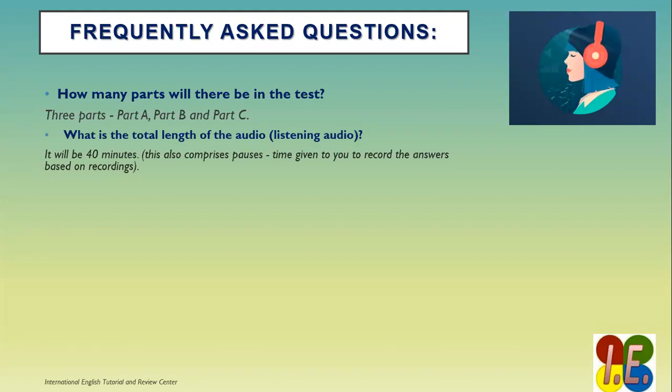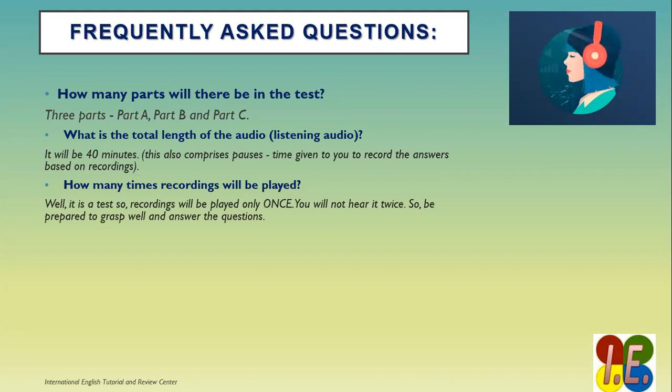The total length of the audio will last for 40 minutes. That includes the pauses, which is the time given to you to record the answers based on the recordings. And the next question is, how many times will the recording be played? Remember, the OET listening will be played once only. So you have to focus and concentrate as soon as the recording starts. Do not get distracted by anyone or anything. Be prepared to grasp well and answer the questions.